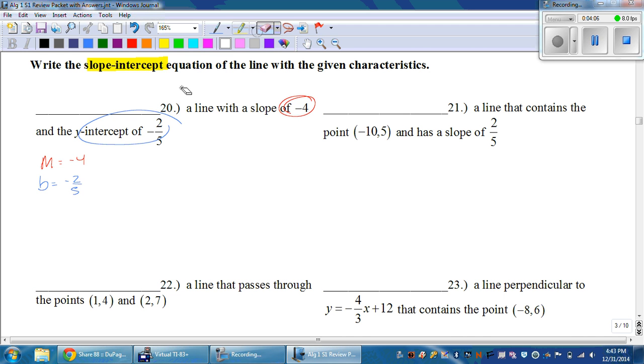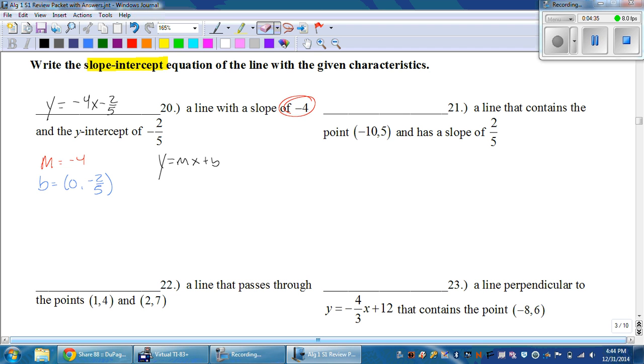Okay, normally when we write our b, we use that as the point. Okay, so if I'm putting that into y equals mx plus b, all I have to do is fill in the blanks. Our slope is -4, and then our y-intercept is the -2/5. Okay, and just because there's a fraction, it doesn't mean that that's the slope.